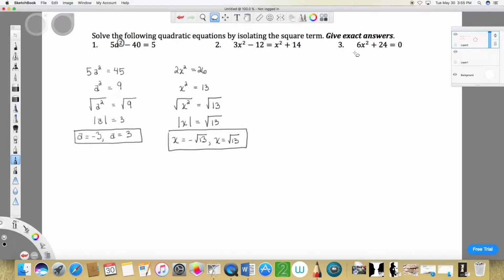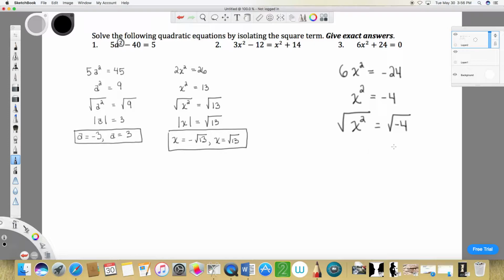All right. Same thing over here. Let's isolate. Let's solve for x squared. Subtract 24 from each side. Divide by 6. Take the square root of each side.